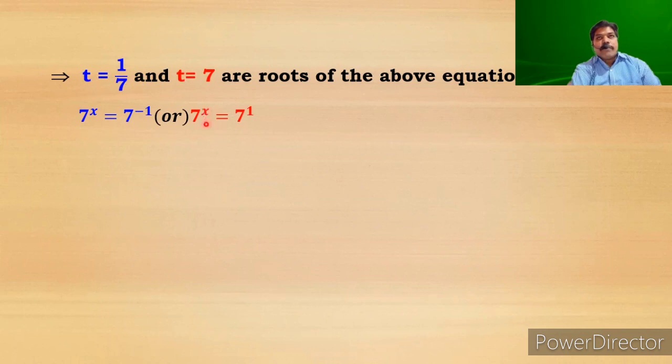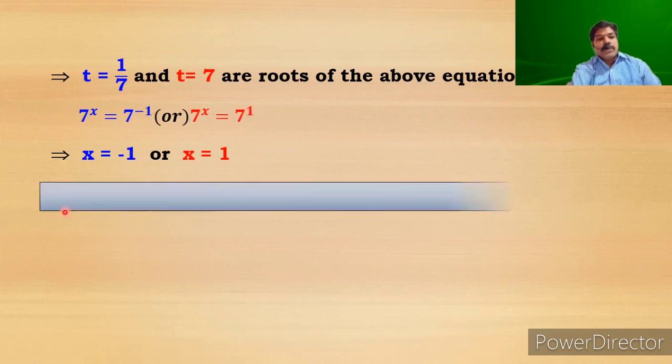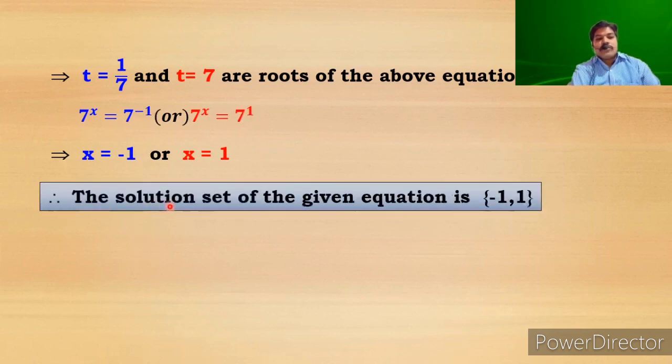T value is 7 power x. So take 7 power x is equal to 7, which is nothing but 7 power 1. What you observe here, the bases are equal on both sides, automatically the powers are equal. Here also the same, you can observe that the bases are same, so automatically the powers will be equal. So what happens here, x is equal to minus 1 or x is equal to 1. So therefore we can declare that the solution set of the given equation is minus 1 comma 1.